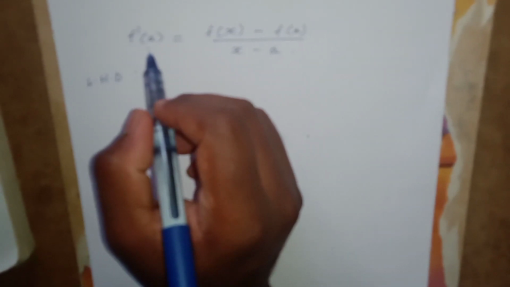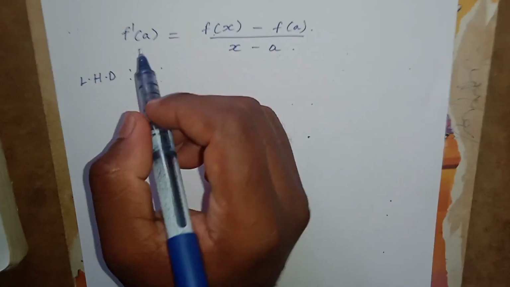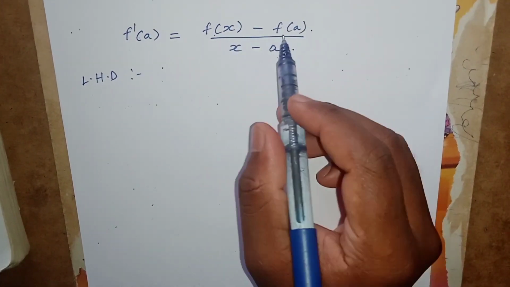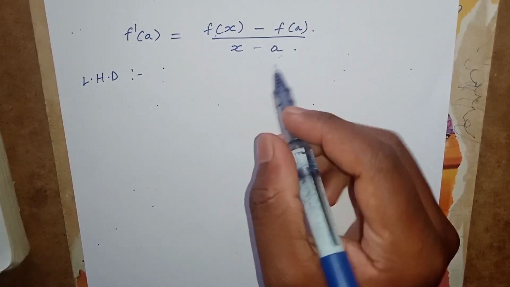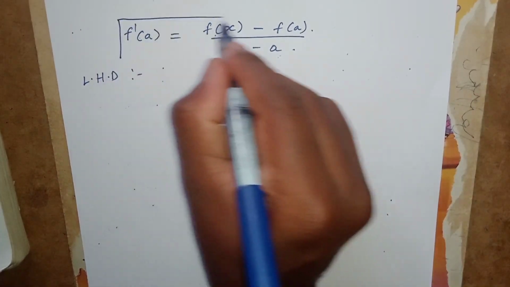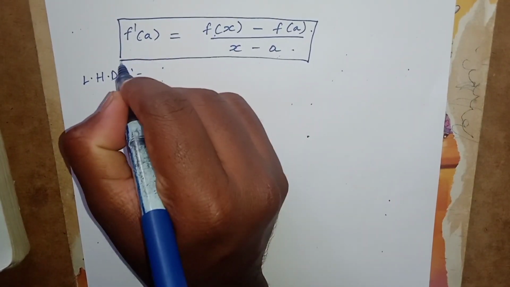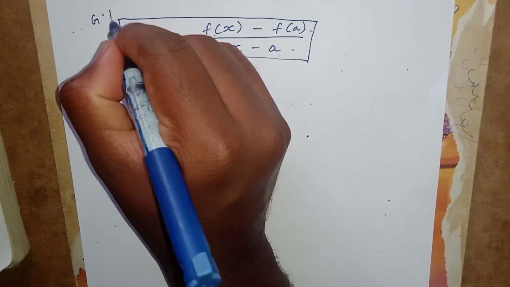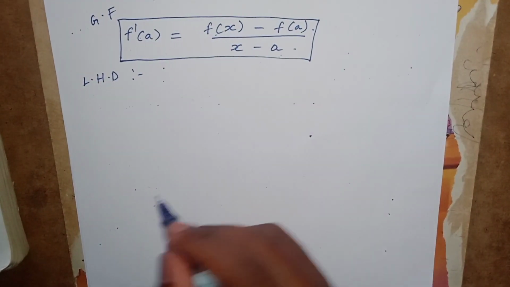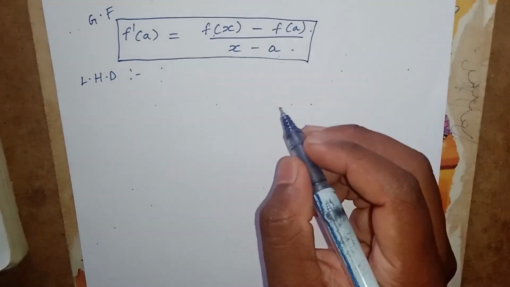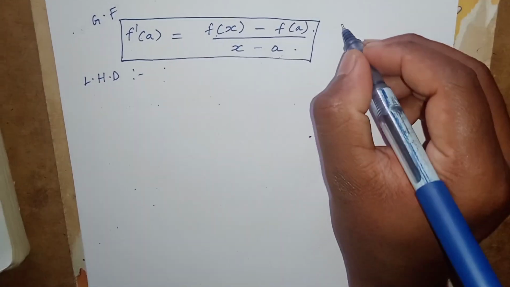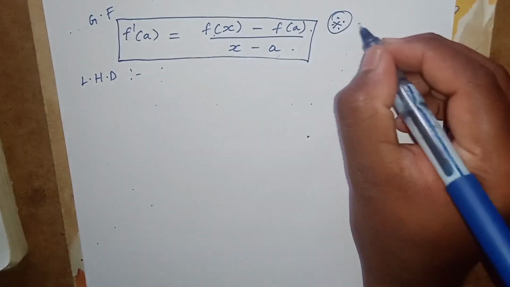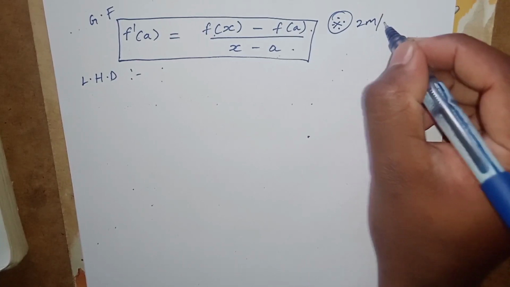Today's class is the introduction to differentiability. Here f dash of a is equal to f of x minus f of a divided by x minus a. This is the general formula for differentiability. It is very important for 2 marks and 4 marks questions.